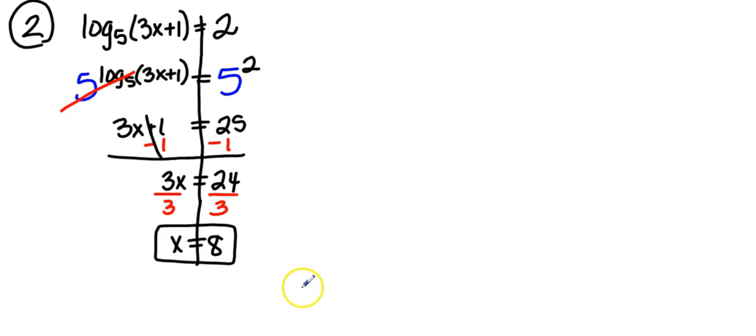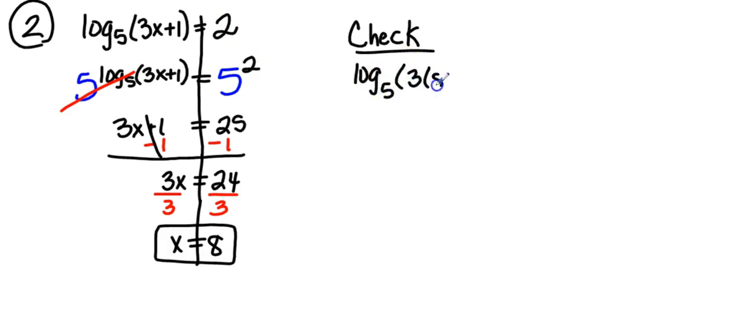But I know that I need to do a little bit more work because this is a logarithmic equation. Not a lot more work, just a little bit, and run a check to make sure that this isn't extraneous. So referring back to my original, it would be log base 5 of 3 times 8 plus 1. And I'm looking to see if this equals 2. Let's see what we have going on inside parentheses. 8 times 3 is 24, plus 1 is 25. So this becomes log base 5 of 25.